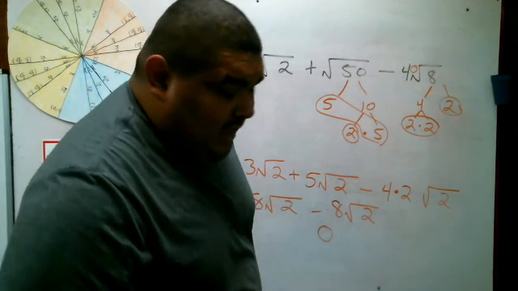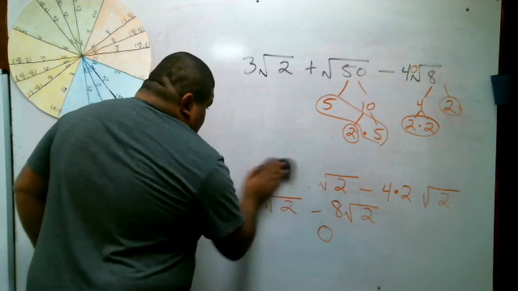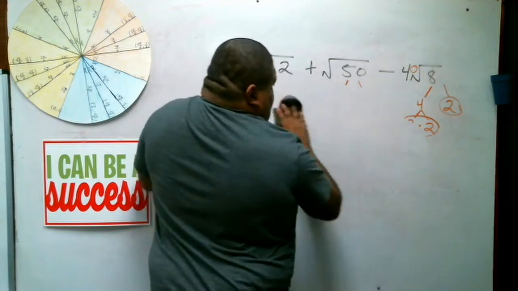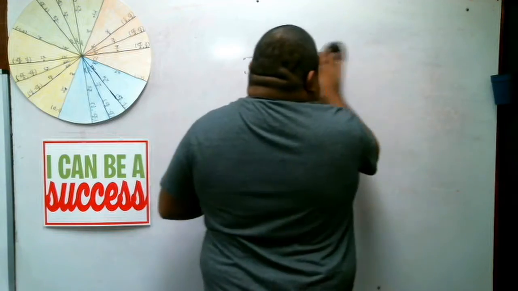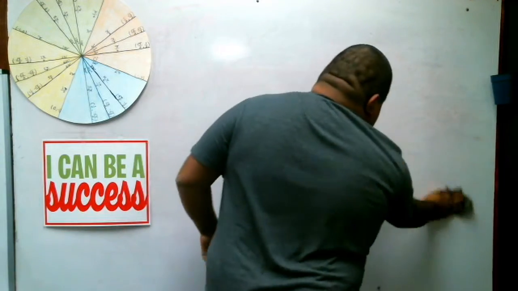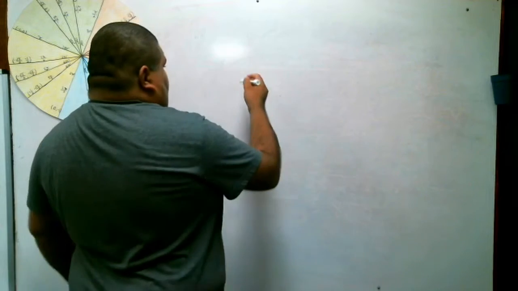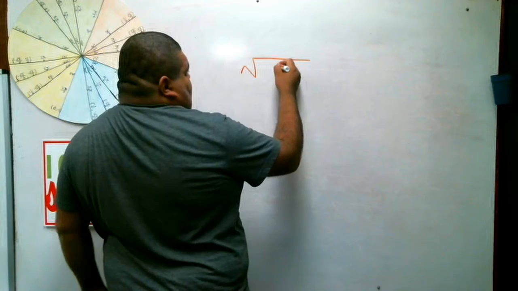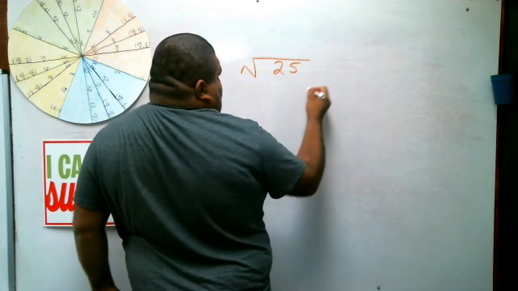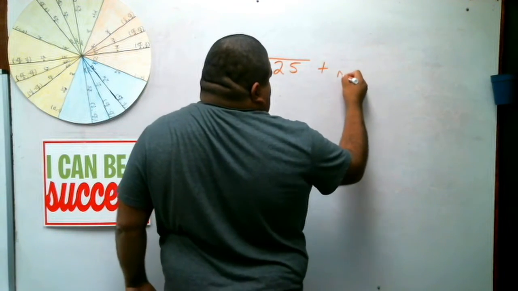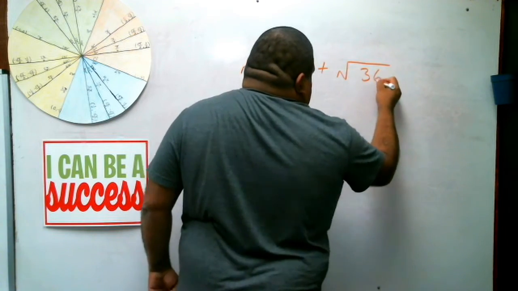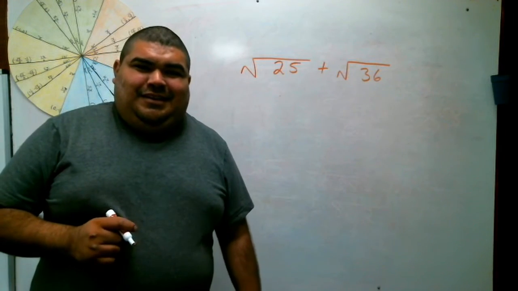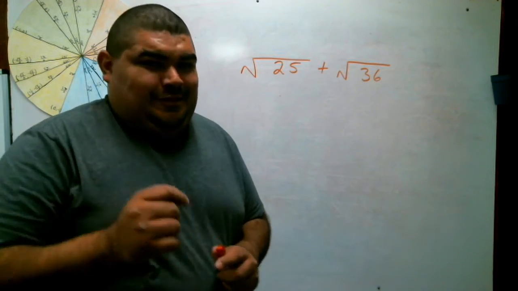All right, now that you guys have it down, your problems for today are: the first one is 25 plus radical of 25 plus radical of 36. Okay? Very, very simple. Hint, hint.